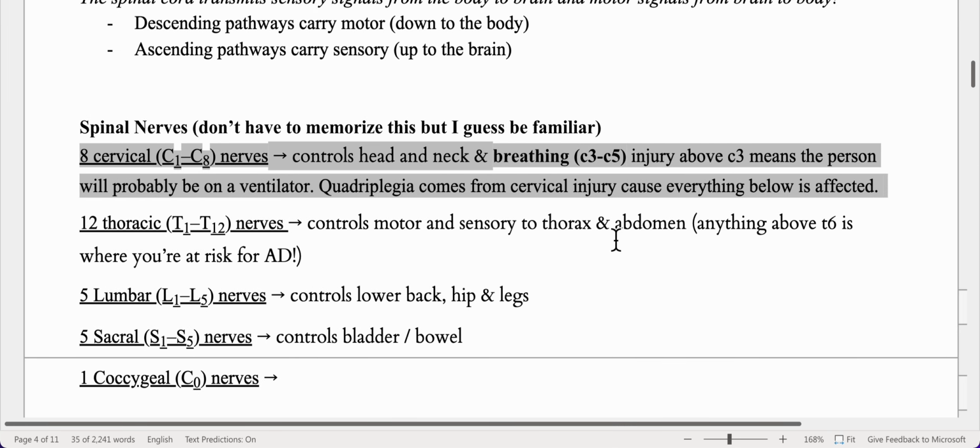Eight cervical nerves, C1-C8, control head and neck and breathing. With a C3-C5 injury, or an injury above C3, the person will probably be on a ventilator. Quadriplegia comes from cervical injury because everything below is affected.